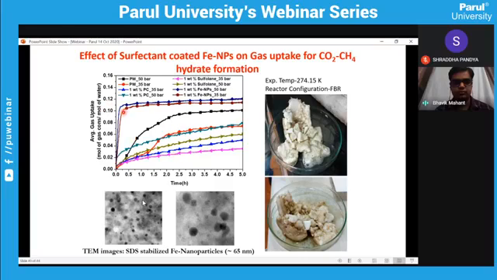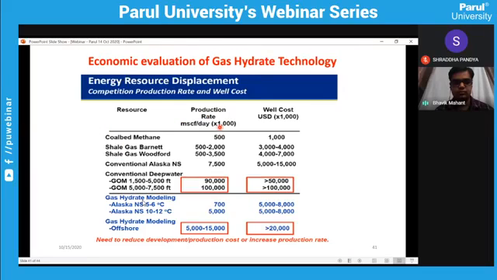If we go for a nanoparticle of this, a surfactant-coated iron nanoparticle, then we will enhance the gas storage capacity of gas hydrate. These are the samples of this research. Now this is the last slide of my presentation. Not the last slide, but the most important last slide: the economic evaluation of gas hydrate technology.